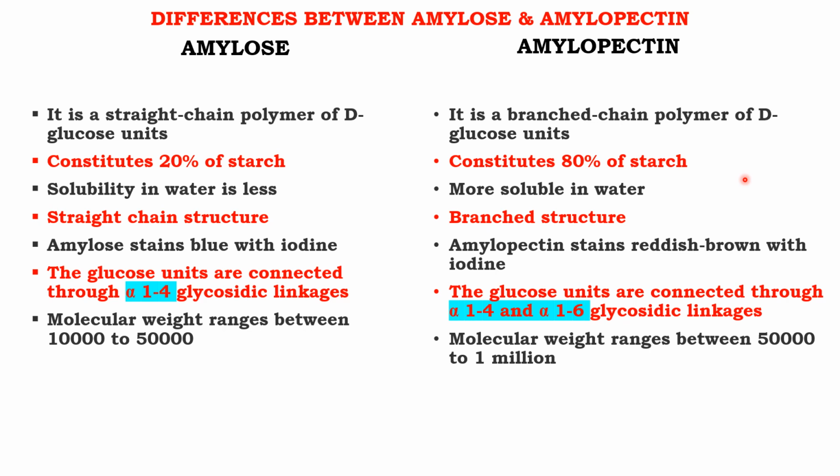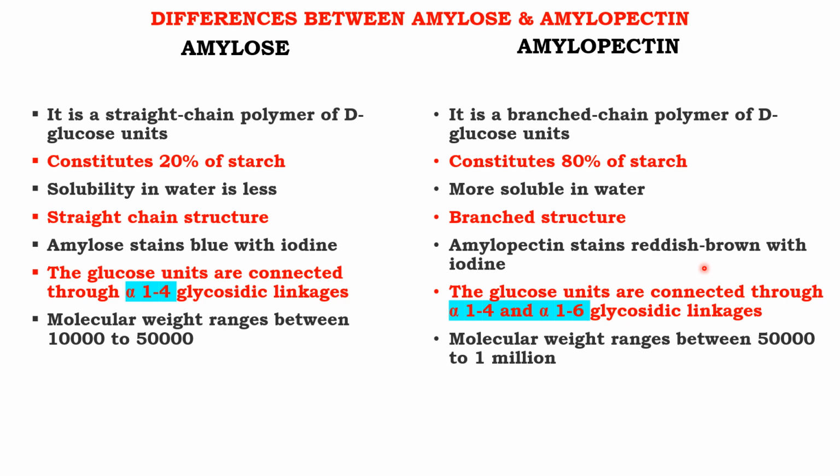Then amylose gives a blue color with iodine. That is why we use starch as an indicator in titrations, iodometry and iodimetry titrations, and the blue color of starch is due to the presence of amylose, while amylopectin gives a reddish brown color with iodine.